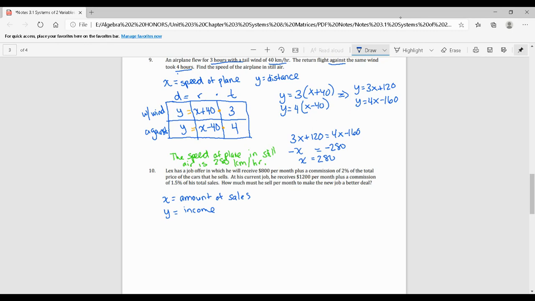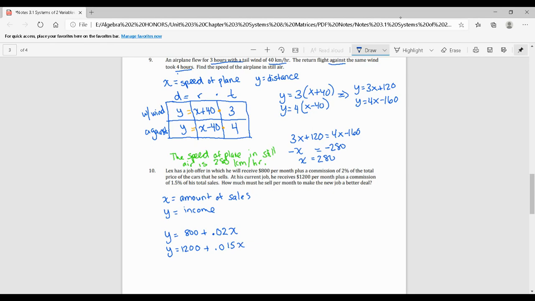So one equation in this scenario for the first one, so Lex has a job offer, so here's the job offer, is his money will equal, no matter what, we're getting $800 plus commission of 2%. Remember when we write percents, we write them with a decimal and we move them 2 spots. So 2% of his sales tells me how much money he's going to actually be making. Our second equation is his current job, which is that he makes $1,200 plus a commission of 1.5, which is 0.015x.